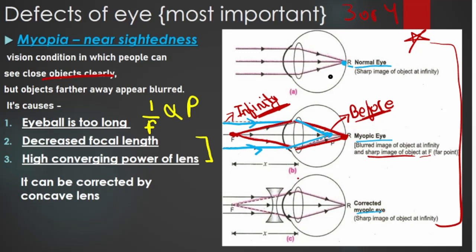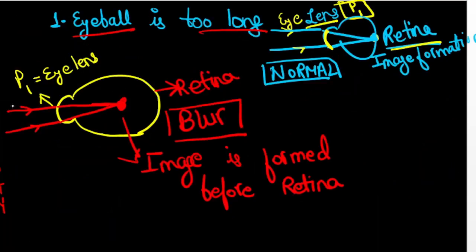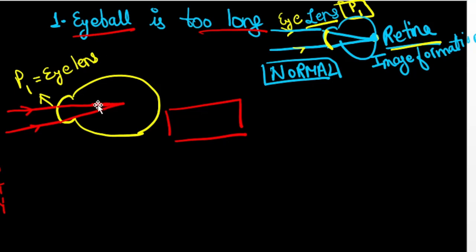Okay. Now the last, corrected myopic eye. Now in this case, let's say the image is formed before retina. The image is formed before retina, right? Just a second, let me clear this out. Okay, now the image here you can see is formed before retina.